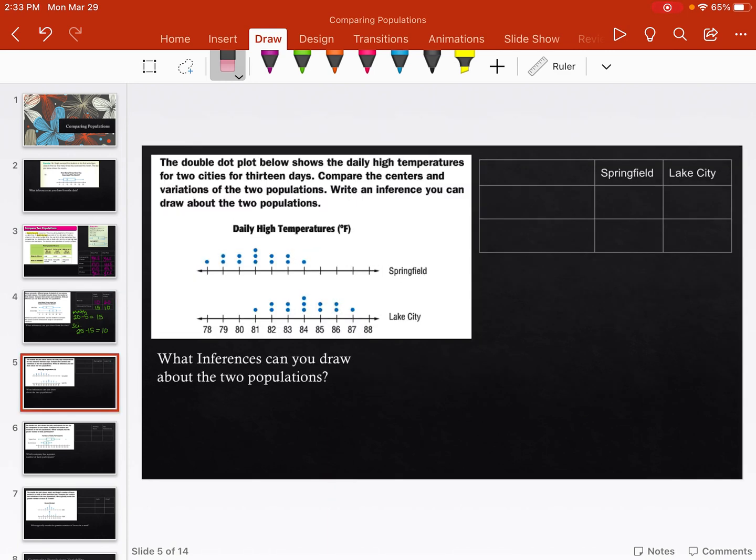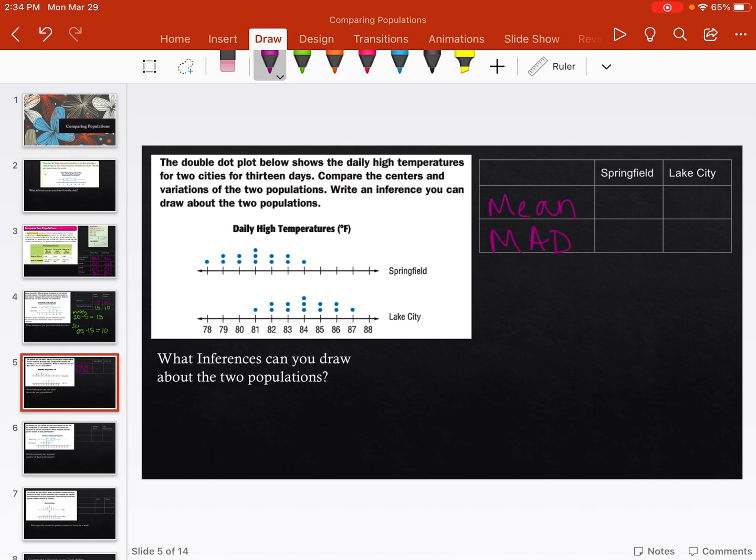Okay, these two dot plots, I can see that they are symmetrical, right? This one is symmetrical with itself. This one is also symmetrical. They happen to be the exact same data, which is kind of nice. And since they're both symmetrical, we are going to use the mean and the MAD.